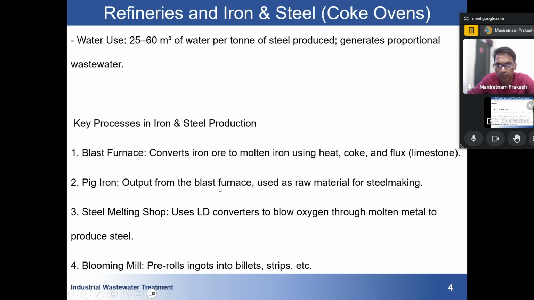The key process in iron and steel production: the blast furnace converts iron into molten form using heat, coke, and flux. Pig iron output from the blast furnace is used as a raw material for steel making. The steel melting shop uses an LD converter, an instrument to blow oxygen through the molten iron to produce steel. Then there is the blooming mill, where pre-rolls ingots into billet, strip, etc. If you have visited any industry, you might have seen a red thing flowing, and they are bending it or rolling it.